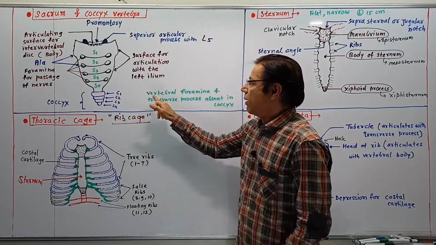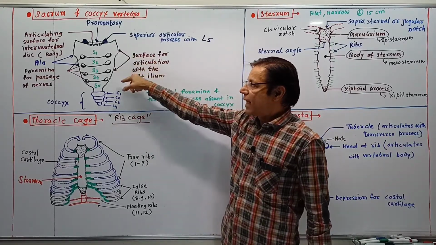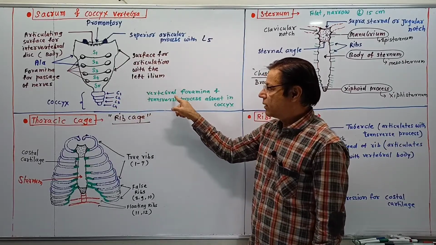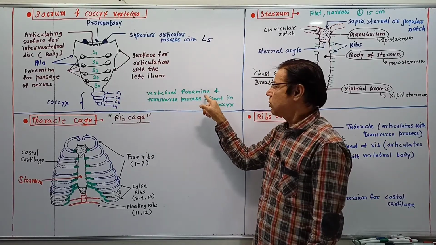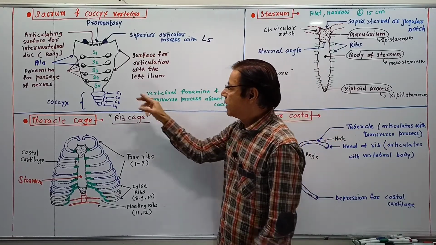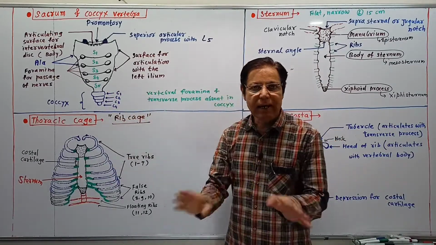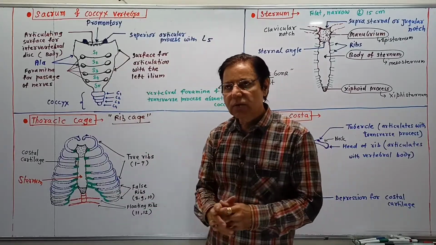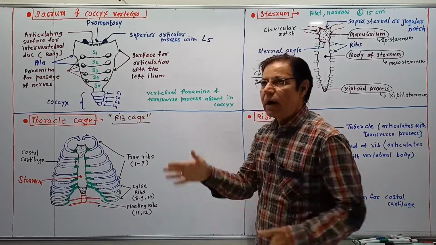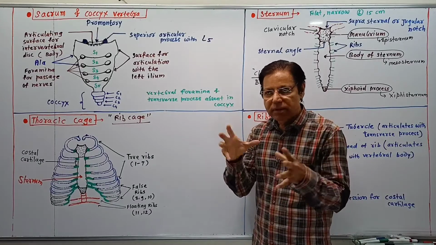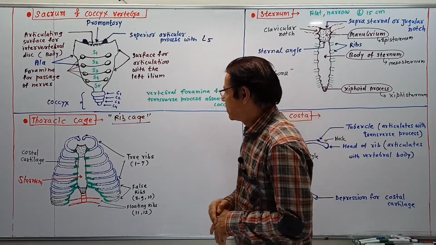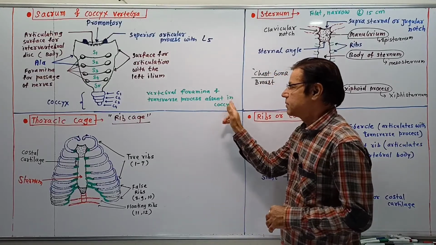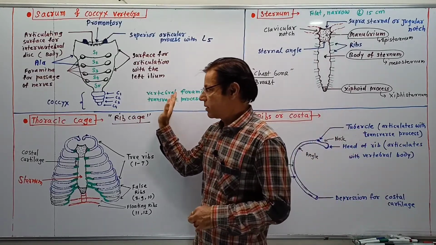Okay, here on sacrum there are vertebral foramina, but on coccygeal bones there are no vertebral foramina, and also the transverse processes are lacking. Here on the sacrum there is a transverse process but small sized, for muscles to get attached to the transverse processes. Here vertebral foramina and transverse processes are absent in the coccyx.